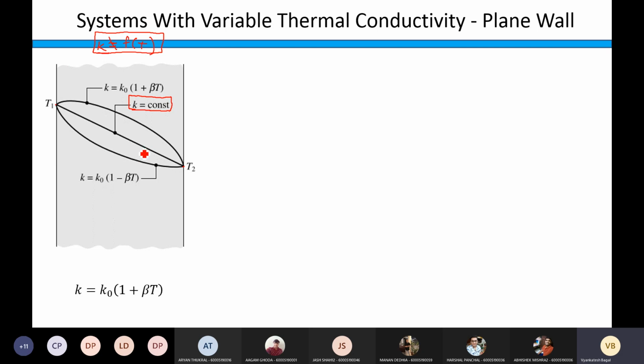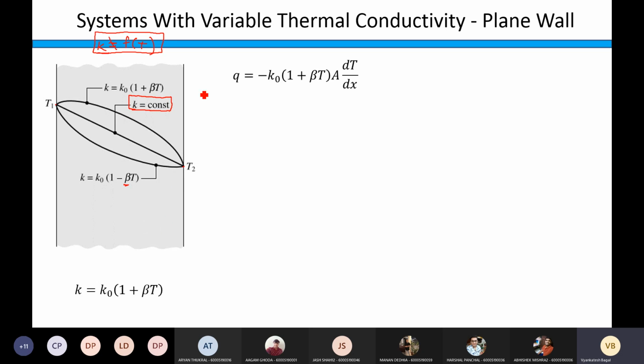Now, why will this kind of temperature distribution occur? We will talk about this term beta and this K naught. K naught is the thermal conductivity of the material at 0 degrees C, right? Considering this and this coefficient beta, we will calculate K, which is a function of temperature T, and this K will be used to find out the heat transfer, right?